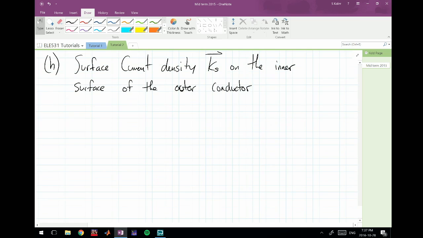And again, because he asks for Ks, and if you look at your equations of your boundary conditions, only one of them gives you Ks, so you know which one to use. And in the other case, only one of them gives you rho s, so you know which one to use. So I guess it's nice in that case.